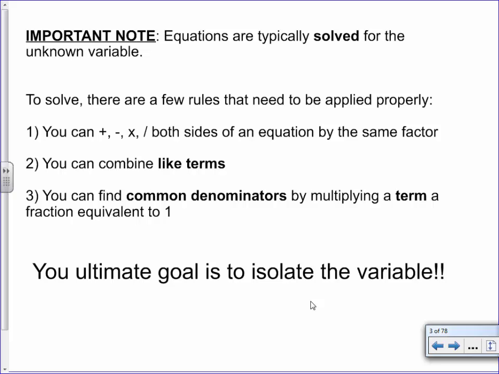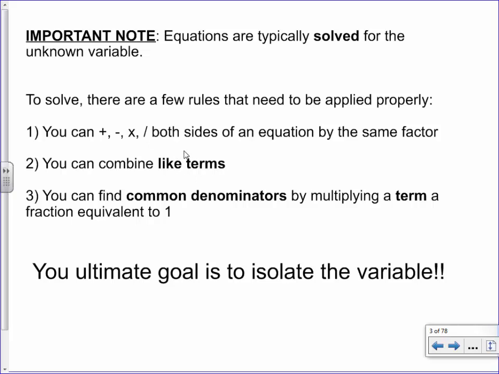Maybe you guys have heard the word solve before. Basically, solve means just get x by itself, or y, or z, or m, whatever the letter happens to be. So here are some basic thoughts. You can add, subtract, multiply, or divide both sides of an equation if you need to. You can combine like terms.